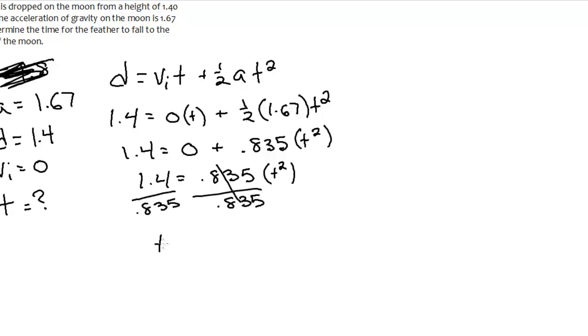And in the end, I get that t squared is equal to 1.4 divided by 0.835, which is equal to 1.68. So I'm going to take the square root of each side, and I'm going to get in my end that t is equal to 1.29. And this is a time, so this is 1.29 seconds.